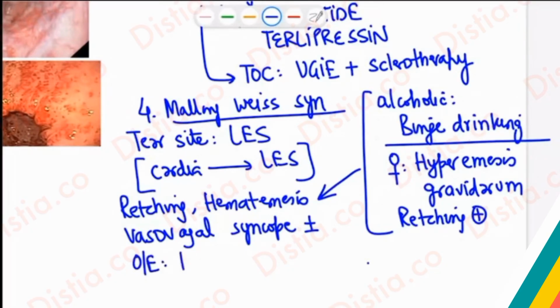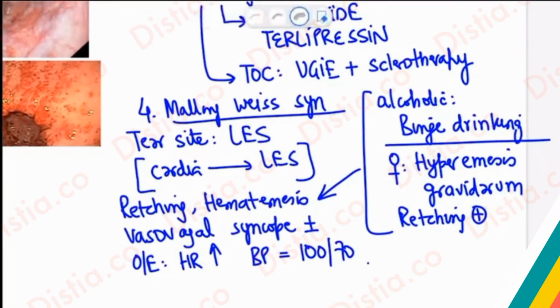When this person reached my hospital, I did a quick examination of the vitals. The heart rate was dramatically increased to, let me say, 110 per minute. The blood pressure of this patient was at the moment on the lower side. Let me give you a value of 100 by 70 or 110 by 70.